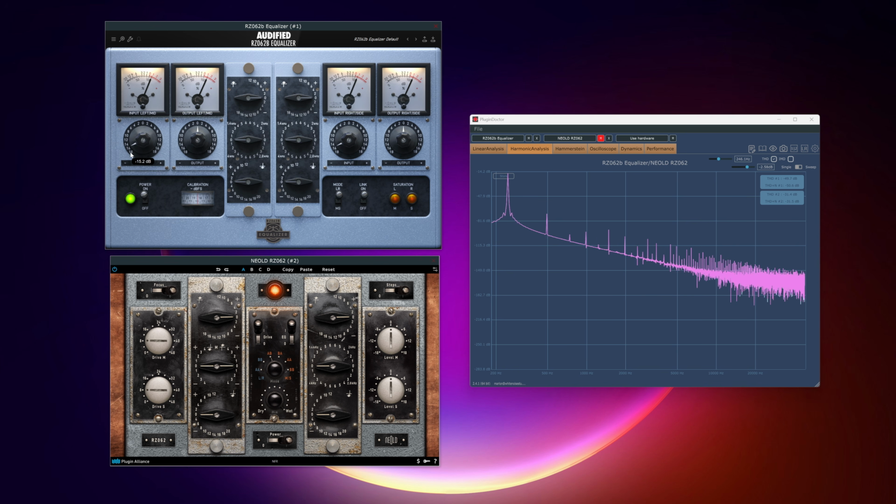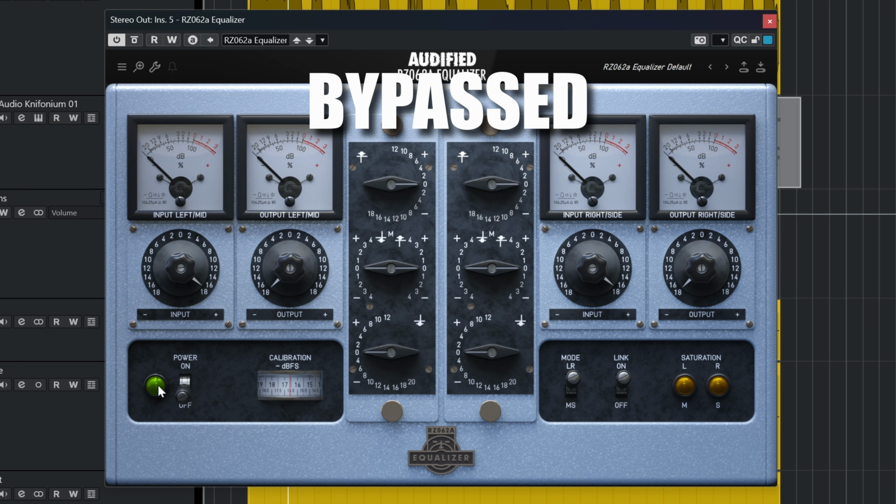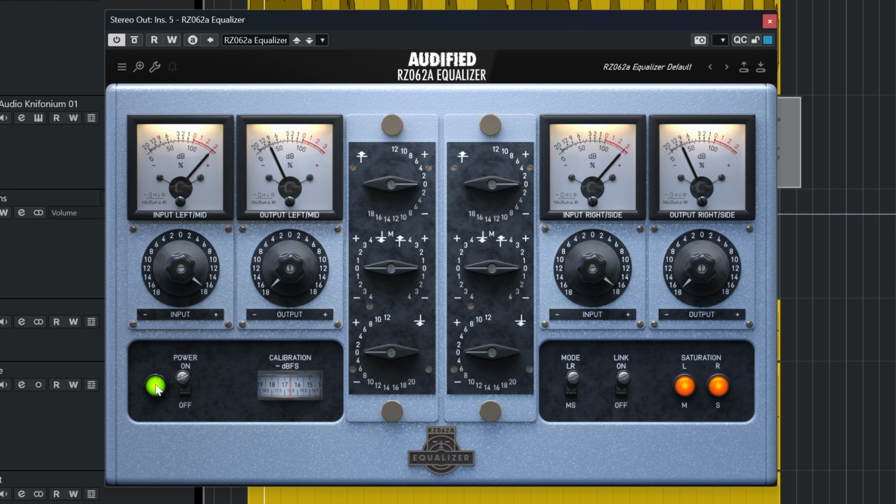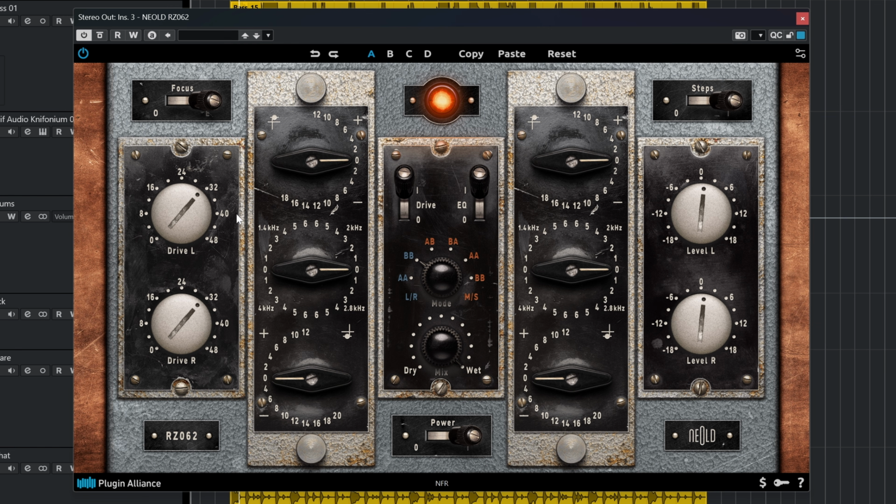This does not mean you cannot use the AUDIFIED plugin to add saturation. You can, and it does saturate nicely in a more subtle way. Pay attention to the snare in this same loop and how everything sounds more even and glued together. You can do the same with the NEOLD of course, and it does saturate and glue even more.